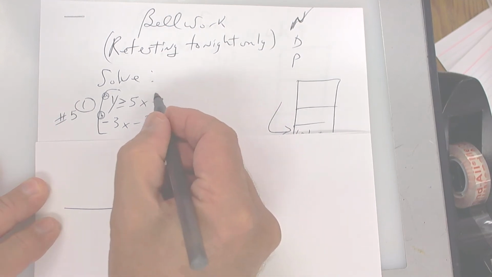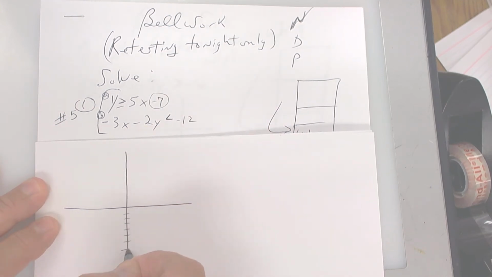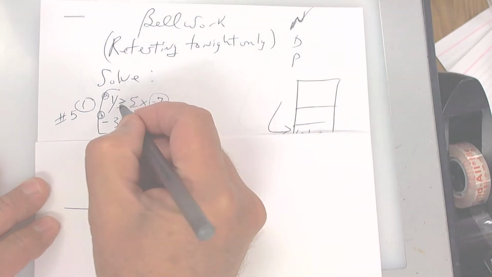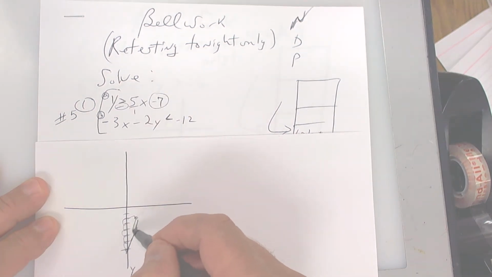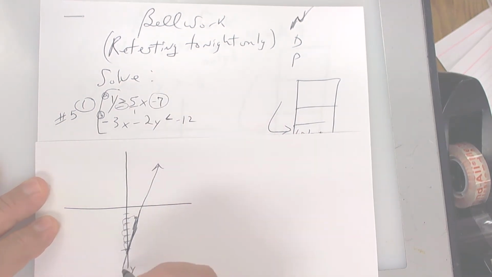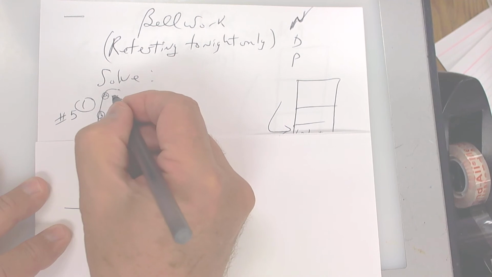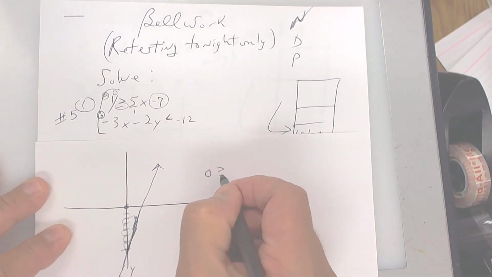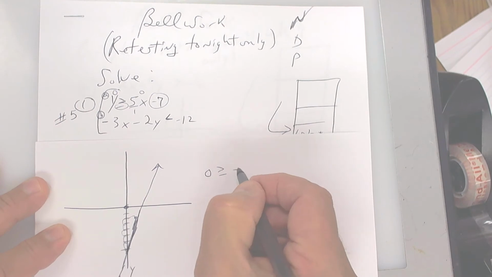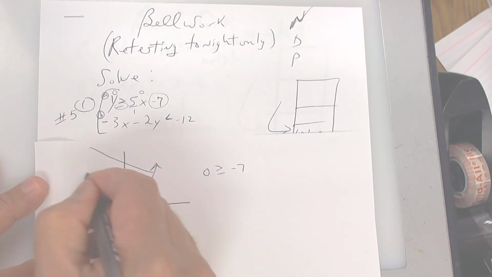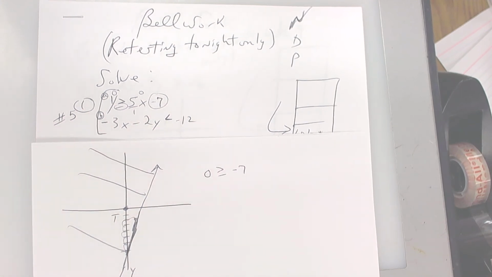So my y-intercept is -7. This is your y-axis. Your slope is 5 over 1, so up 5 over 1. And then this one has a line under here, so it's going to be solid. I'm going to use 0, 0. So if I use 0, 0, I get 0 is greater than or equal to 0 minus 7. That's true. So I'm going to color the true side, which happens to be that one.